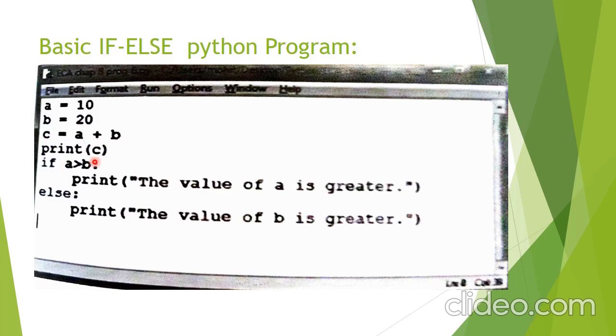Now our condition will check: if a is greater than b, the condition is false, so it will go into the else command. It will print that the value of b is greater. So the output will be 30 and the value of b is greater. Here just note that after the if you need to use a colon, and after the else you need to use a colon.